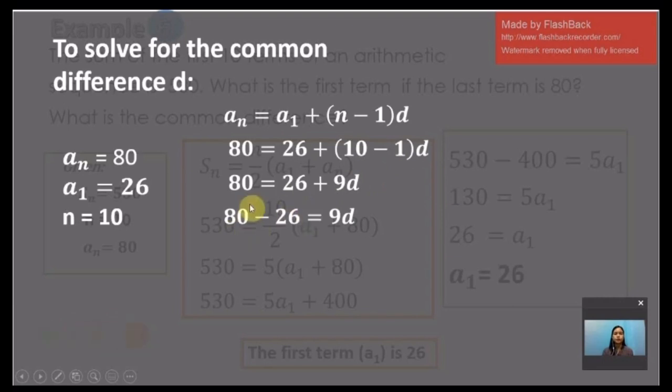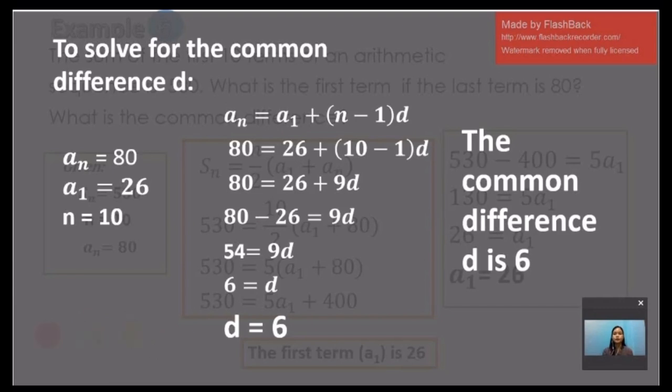Solving for d, we will have 80 minus 26 is equal to 9d, and that is 54 is equal to 9d. Divide both sides by 9, we get d is equal to 6. Therefore, the common difference is 6. So the answer for the second question in problem number 6 is that the common difference is 6. So did you get the same answer?